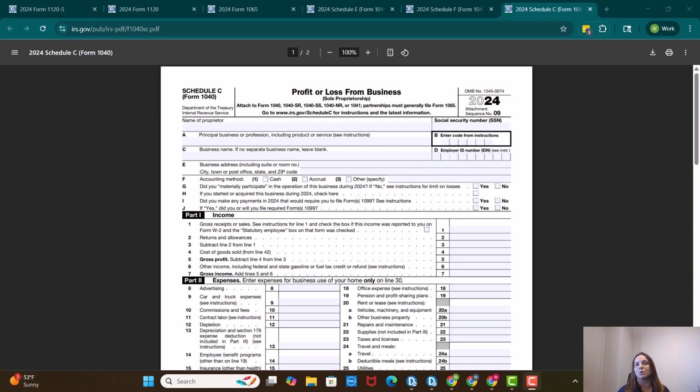The simplest one is a sole proprietorship. That's what I'm going to go over first. A sole proprietorship is one owner, okay, and it does not have to be formally formed. Like, there does not have to be a true legal entity in order for you to have a sole proprietorship.